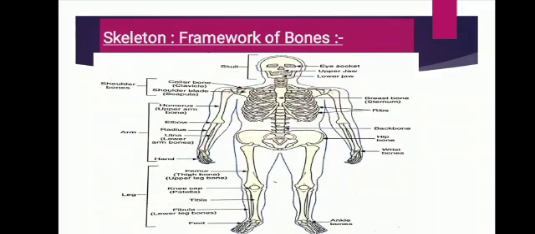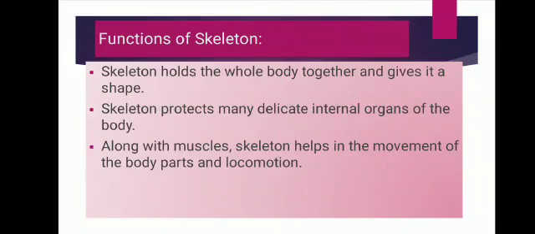Now about all these functions, what are the basic functions of skeleton? Skeleton holds the whole body together and gives it a shape. It protects many delicate internal organs of the body from outside damage, like heart, brain, liver, lungs, spinal cord. Skeleton provides numerous points of attachment for muscles of the body, and along with muscles, skeleton helps in the movement of body parts and locomotion. So this is all about the skeleton.